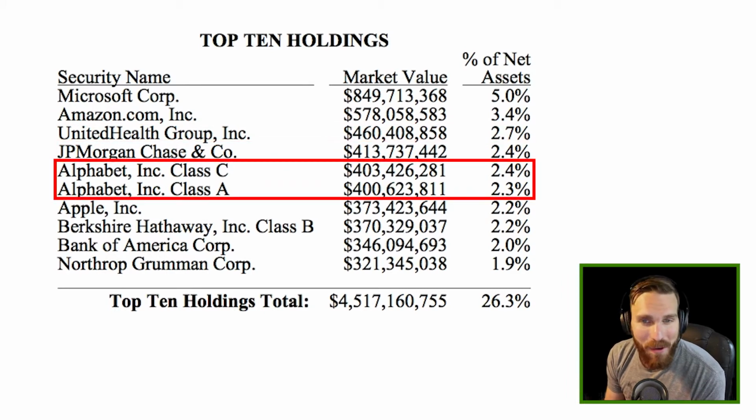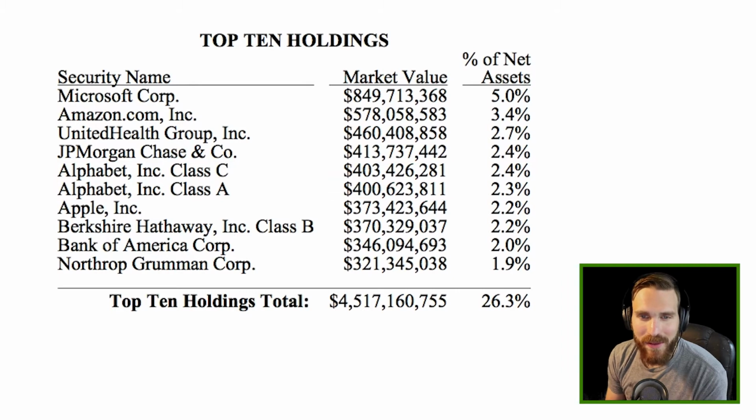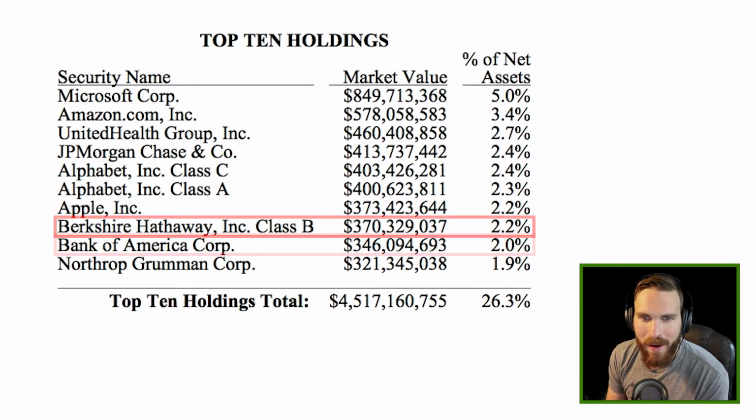Alphabet is the company that owns Google, and for all intents and purposes, you can just think Google. Now, Google has two different share classes, which are Class C and Class A. There's a difference in how their voting structure is set up. If you add those two share classes up together, that gets us to about $803 million of market value, which would make that really the second most held security in the portfolio. Yeah, there are two different share classes, but they own a lot of Google here. And then we just basically make it through the rest of the list with Apple, Berkshire, Bank of America, Northrop.